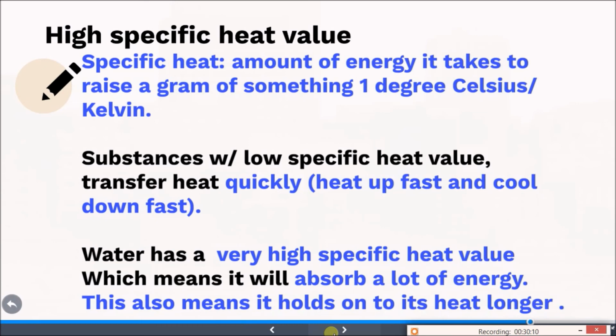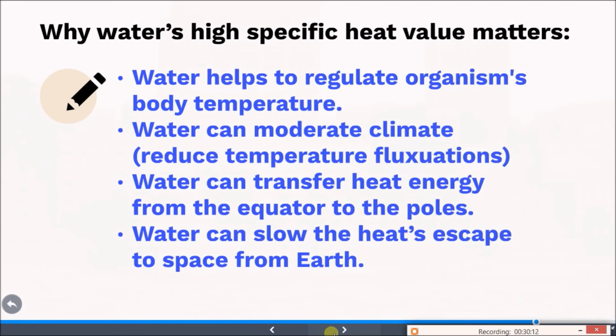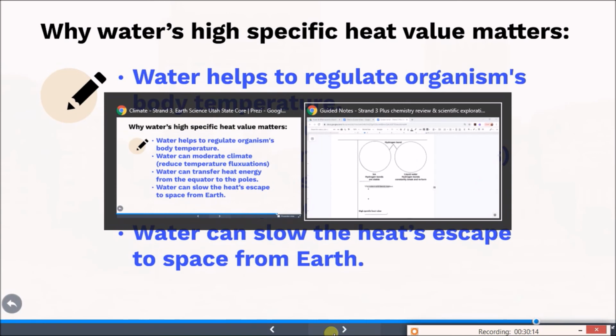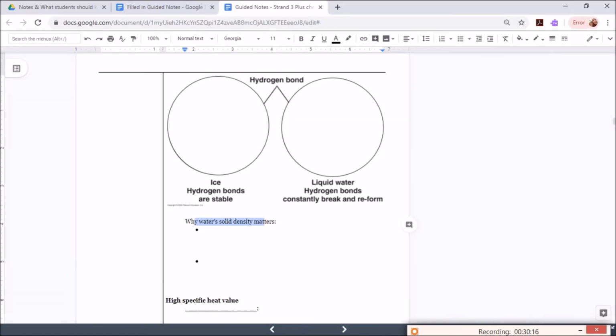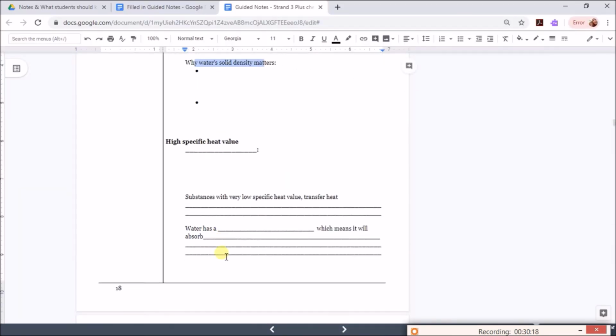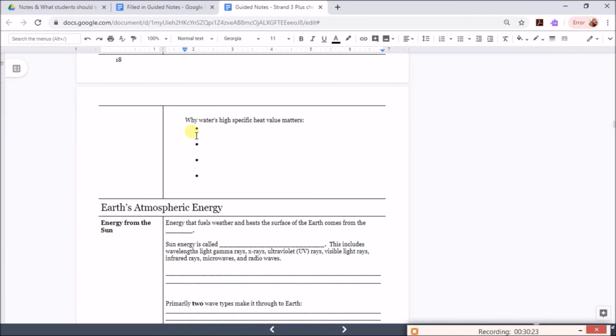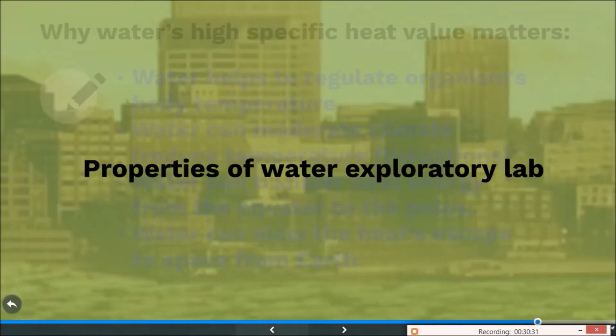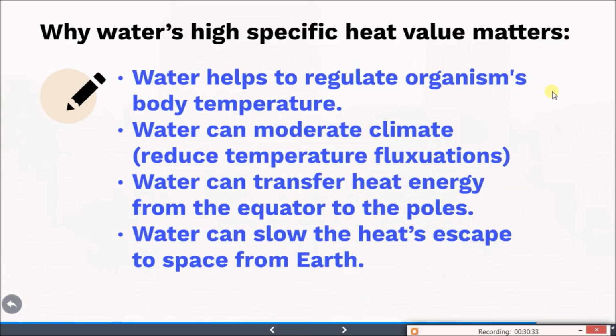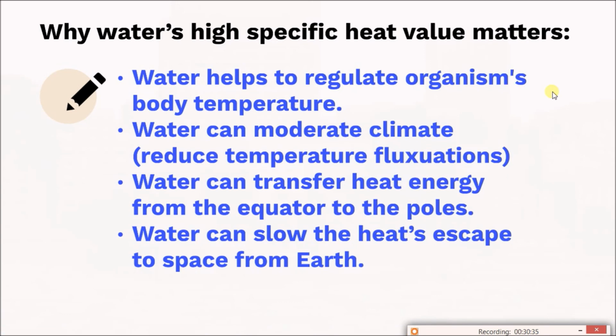So why water's high specific heat value matters. That is here in your notes. We already wrote all that. Go to page 19. Why water's high specific heat value matters. Bullet 1, 2, 3, and 4. So why water's high specific heat value matters? Because water helps to regulate organisms' body temperature.